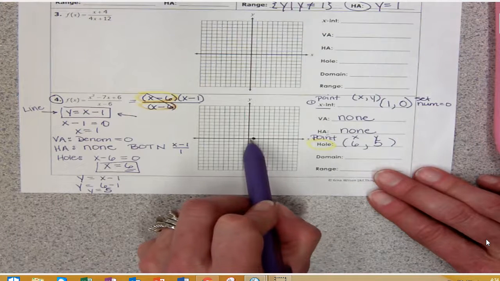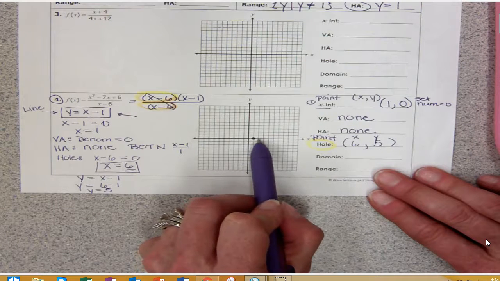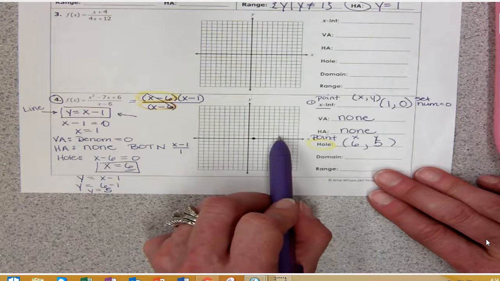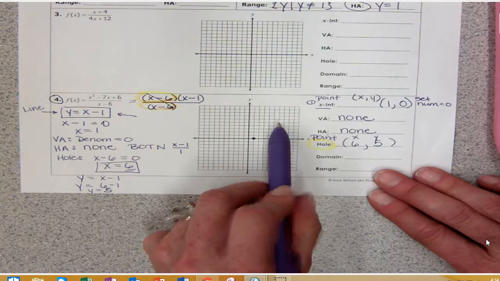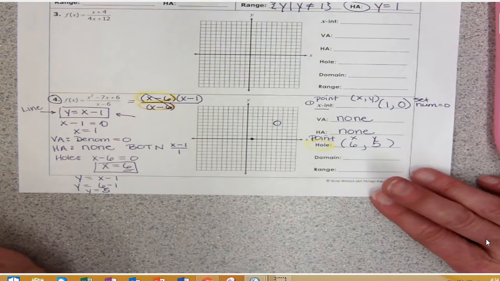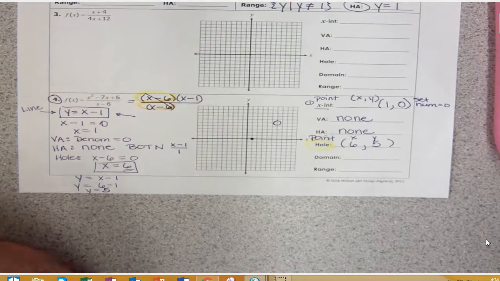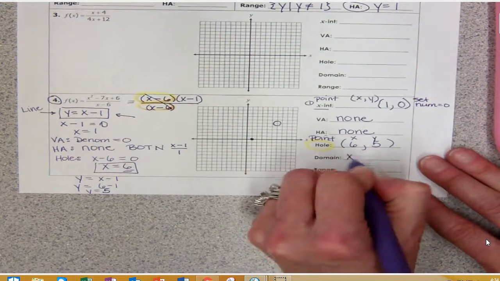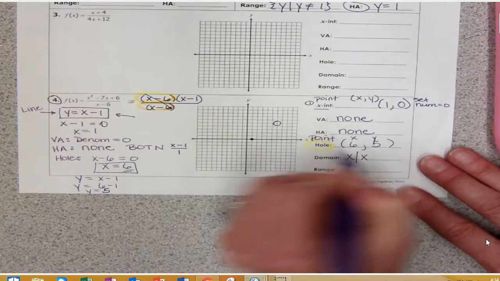I can go ahead and graph that at 1, 2, 3, 4, 5, 6, and 1, 2, 3, 4, 5. Here is a hole. Then I'm going to look for my domain. Well, my domain is going to be the set of all real numbers.